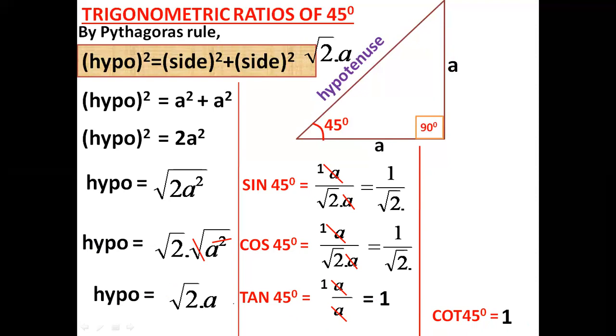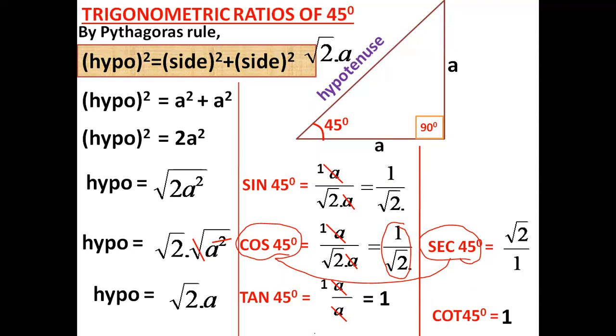Next, sec 45, secant 45 degrees. What is the value of secant 45 degrees? Actually, secant 45 and cos 45 are reciprocal to each other. So if you reverse the value of cos 45, that means root 2 by 1, you get the sec 45. So sec 45 is root 2 by 1. Root 2 by 1 means root 2.